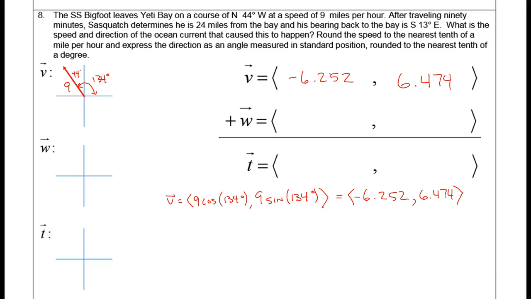Okay, so there's vector v. Does that make sense to us? Yeah, we have a negative horizontal component and a positive vertical component. We end up in quadrant number 2. Okay, so what next?